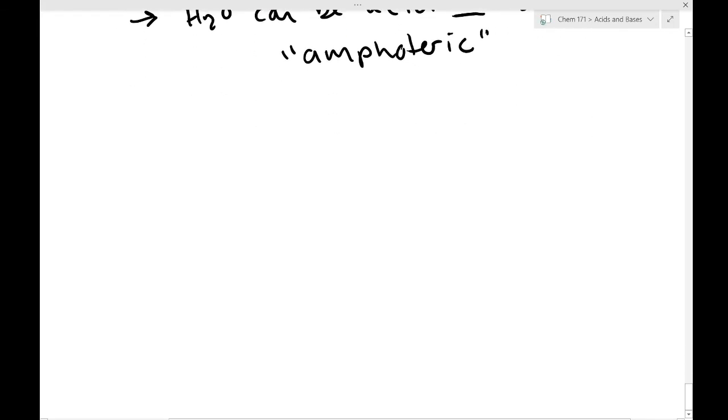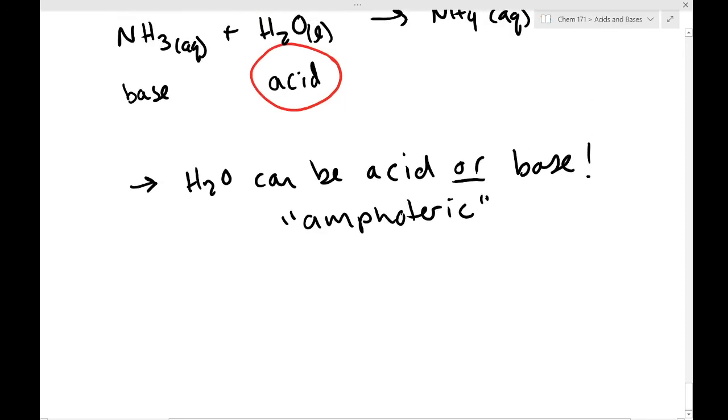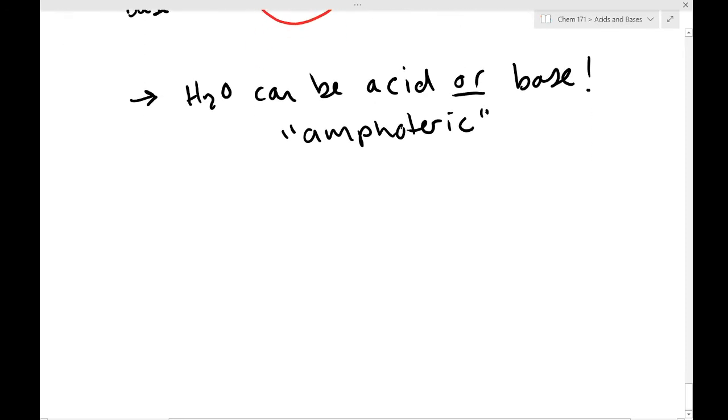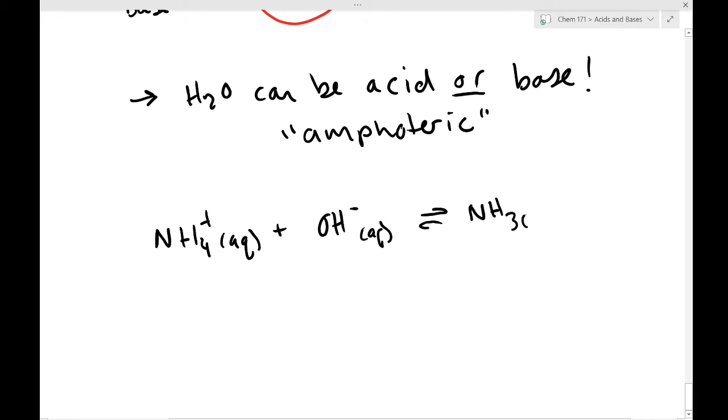Now, if we look at the reverse reaction of this ammonium reacting with water, if we look at the reverse direction, let's write it this way. So we have ammonium reacting with OH minus to give ammonia plus water. In this case, the ammonium is the acid. It's donating. And the hydroxide is the base. It's accepting.